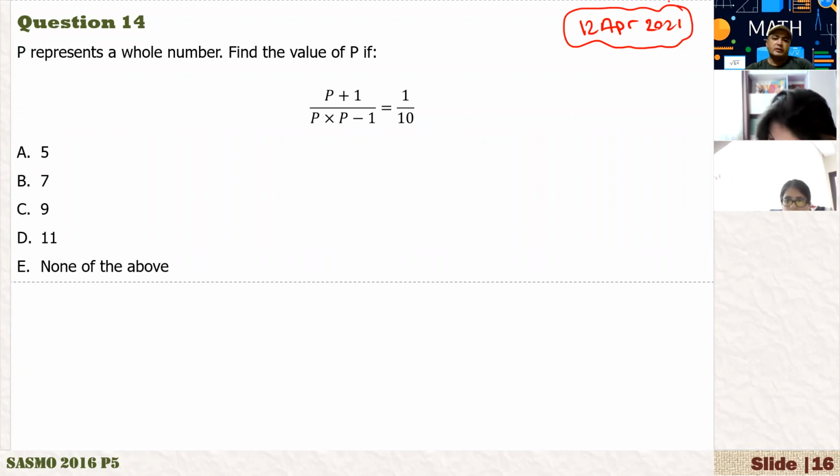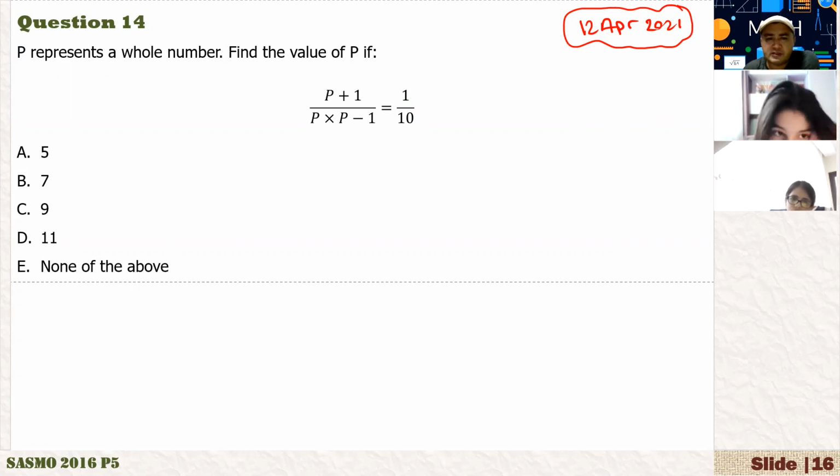Okay, so Nigar, Elmira, usually solving multiple choice questions is much easier than other questions, right? After all, you can check whether your answer is correct or not, especially this kind of question. It says that P represents a whole number, find the value of P if, right? So quickly, one way is you can just substitute. Which one works? For example, P equals 5, P equals 7, P equals 9, 11. If none of them works, then we just choose the last answer.